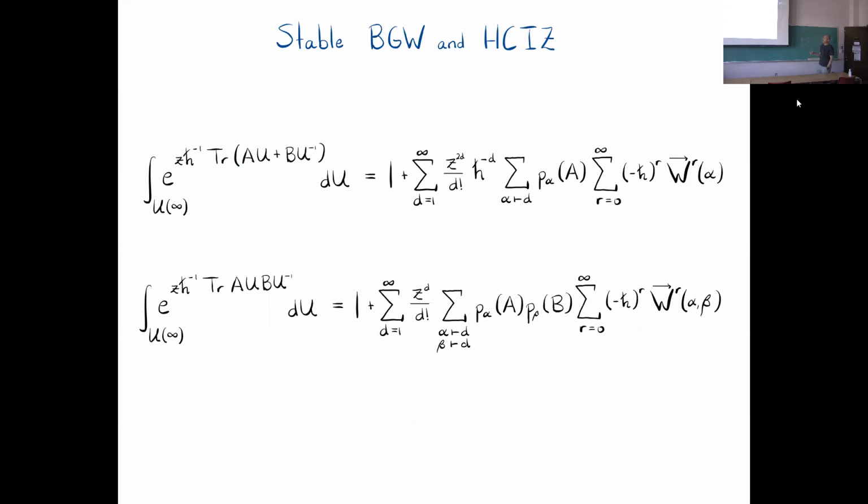The integrand of the BGW and HCIZ integrals against dU, which doesn't exist because U infinity is not even locally compact. So there's no Haar measure. And these are just ill-defined functional integrals with A and B infinitely large matrices and h an infinitely small constant standing for 1 over n. Doesn't make any sense, but this is an adequate definition of what they actually are. So they are generating functions in infinitely many variables.